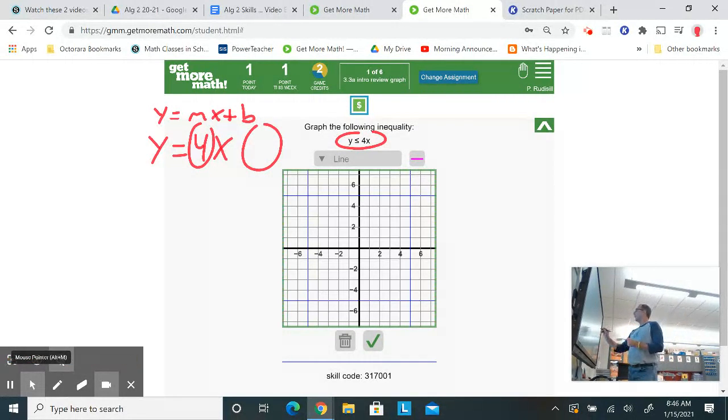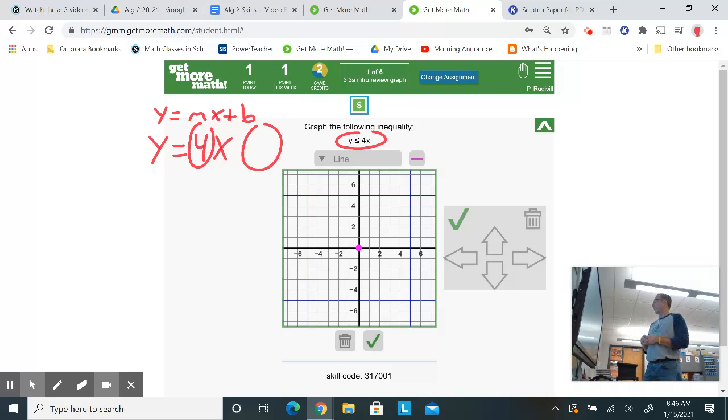I know that the origin is a point on that line. Then I have a slope of 4. So I can rise 4, run 1, or go down 4, left 1. So let's go up 4, right 1, graph my line. Now, do I want a solid line? It says less than or equal to. All those ordered pairs make both sides equal, and it says it can be.